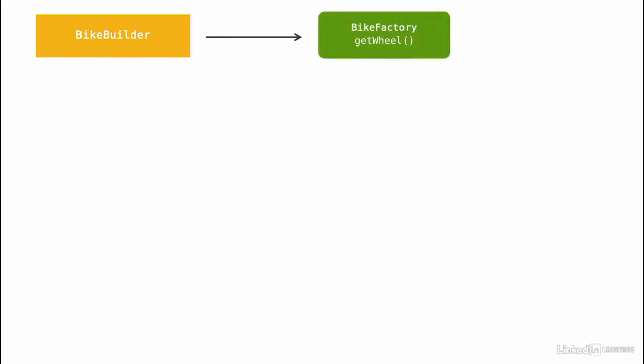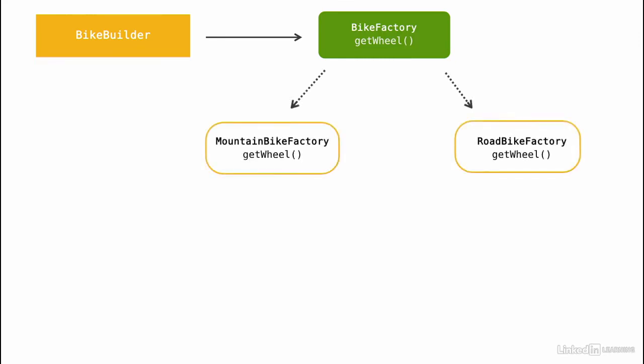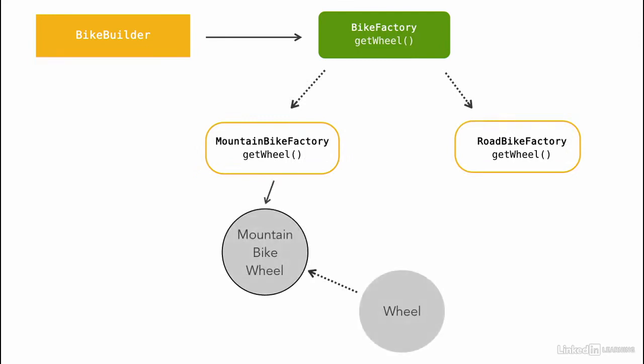The abstract factory pattern solves this problem by providing an interface for making different types of bikes. In this case, there would be an interface called Bike Factory, which has two concrete implementations, Mountain Bike Factory and Road Bike Factory. A Mountain Bike Factory would return a mountain bike wheel, which is a concrete implementation of a wheel interface. And a Road Bike Factory would return a road bike wheel, which is another concrete implementation of wheel. This way, the bike builder does not need to know about how the different parts are made, because the concrete classes are isolated from it.